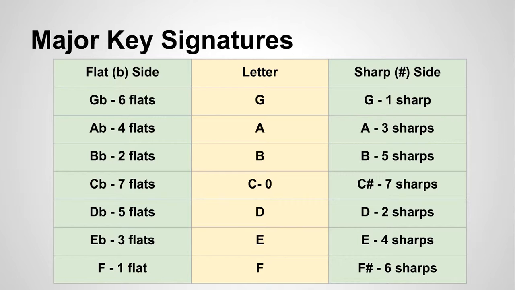Let's look at our major key signatures. If you look here in the middle column, we have every letter of the musical alphabet, A, B, C, D, E, F, G. And then on the left side, we have the flat sides of those letters. And then on the right side, we have the sharp side of those letters. Feel free to pause this for a moment if you want to look at how the two sides compare. But we've already gone over this.